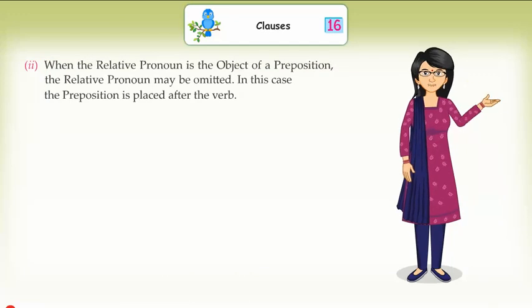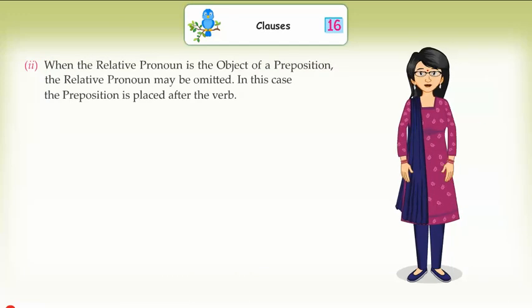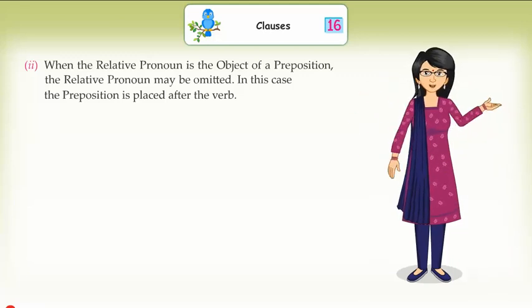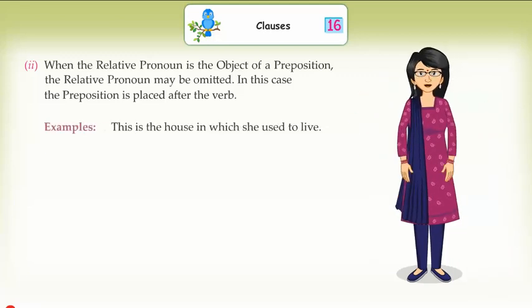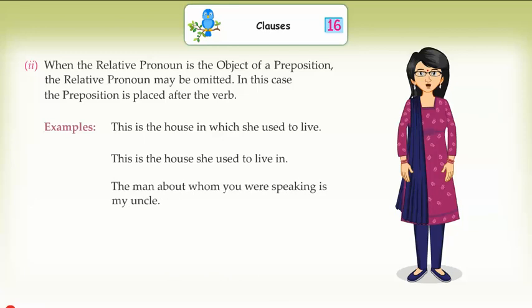2. When the relative pronoun is the object of a preposition, the relative pronoun may be omitted. In this case, the preposition is placed after the verb. Examples: This is the house in which she used to live. This is the house she used to live in. The man about whom you were speaking is my uncle. The man you were speaking about is my uncle.